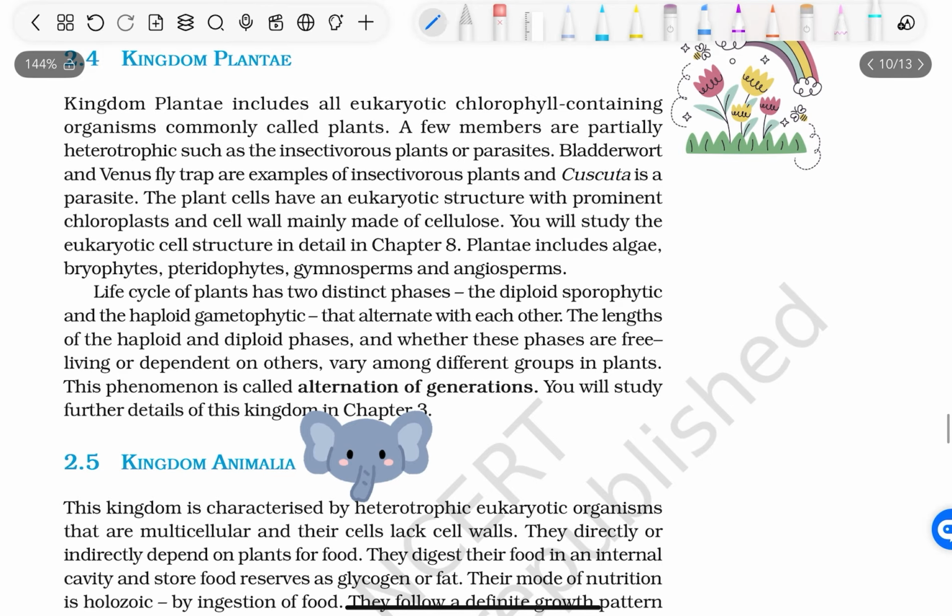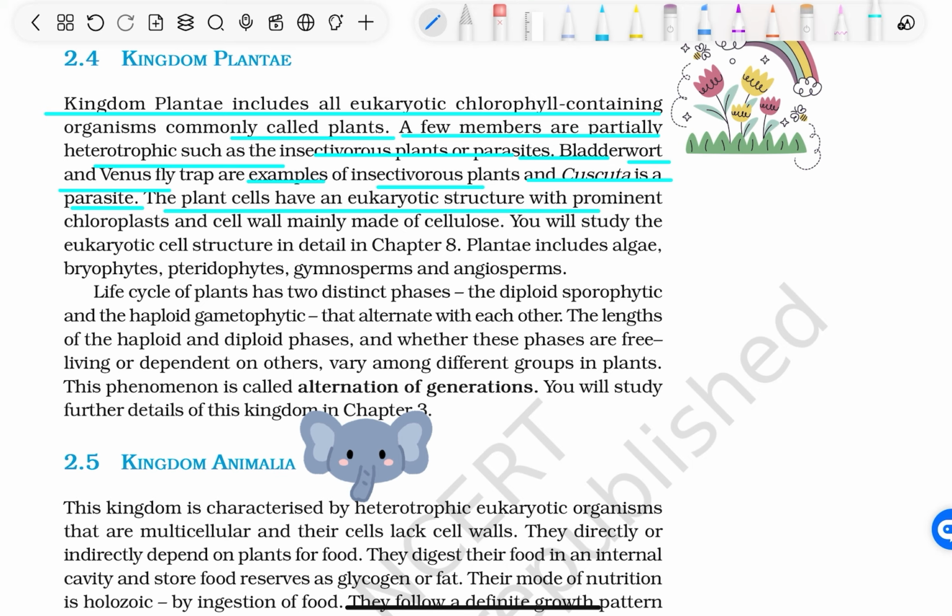Kingdom Plantae. Kingdom Plantae includes all eukaryotic chlorophyll-containing organisms, commonly called plants. A few members are partially heterotrophic, such as the insectivorous plants or parasites. Bladderwort and Venus flytrap are examples of insectivorous plants, and Cuscuta is a parasite. The plant cells have a eukaryotic structure with prominent chloroplasts and a cell wall mainly made of cellulose. You will study the eukaryotic cell structure in detail in chapter 8.